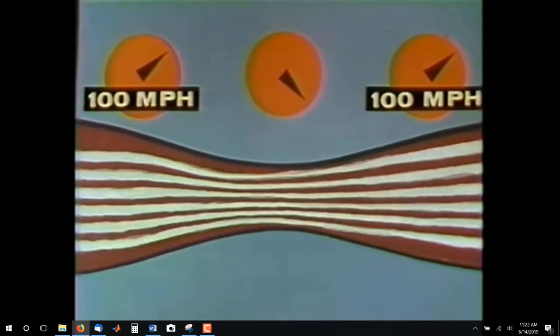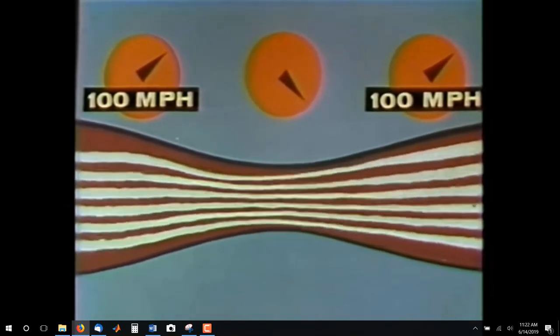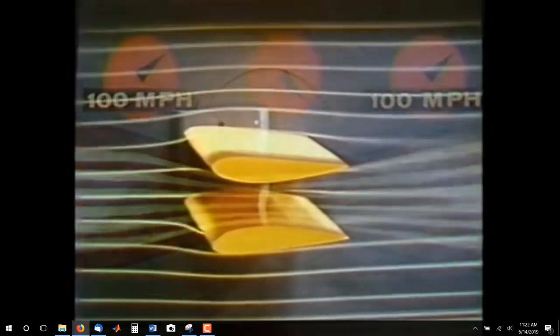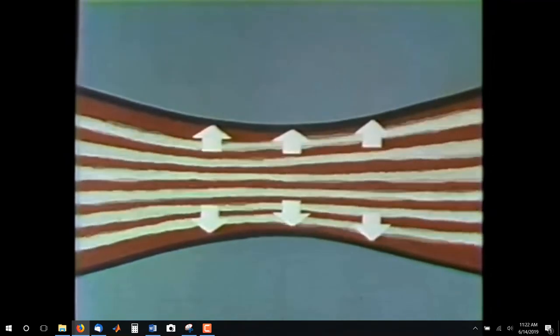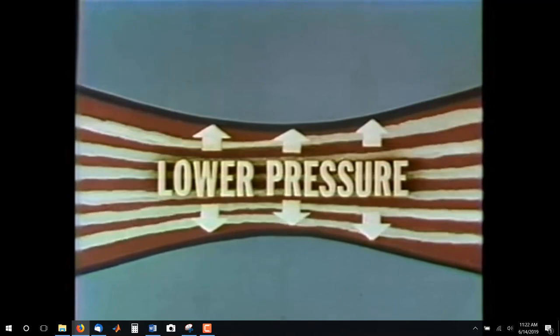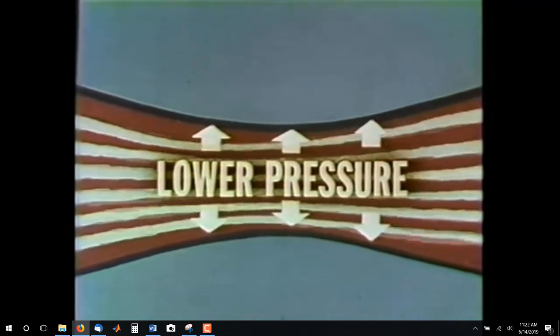But the interesting thing is that in order for the air to go at the faster speed through the narrow part, something has to balance this change in velocity, this speed difference. What changes is the air pressure in the narrow part. This pressure is significantly lower than the pressure at either end.